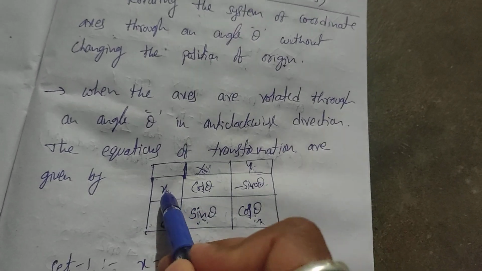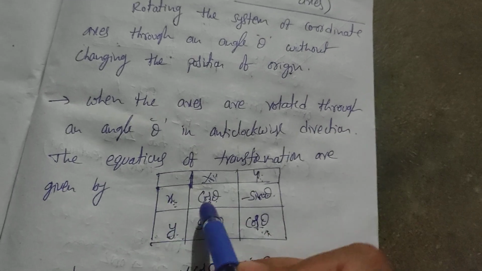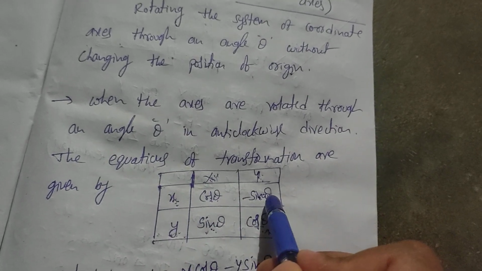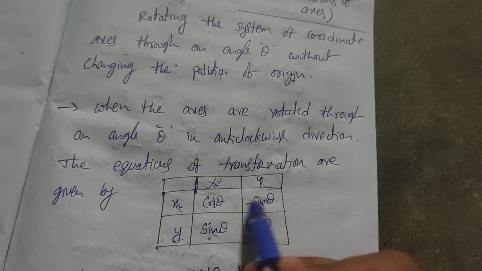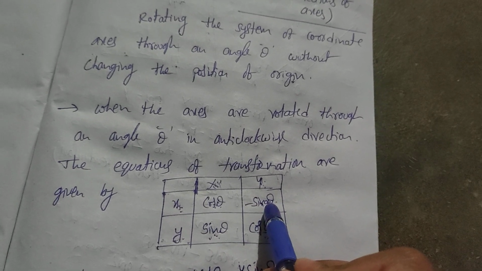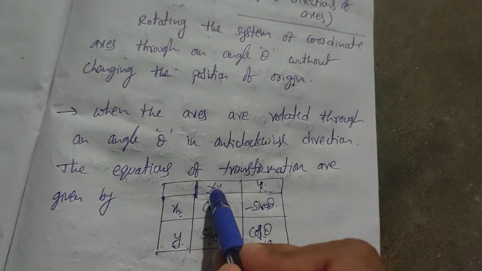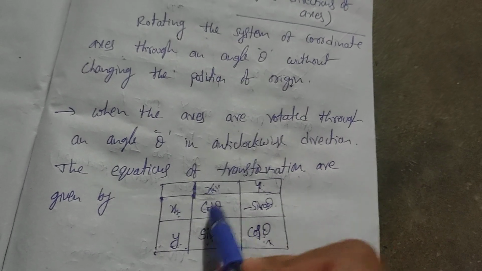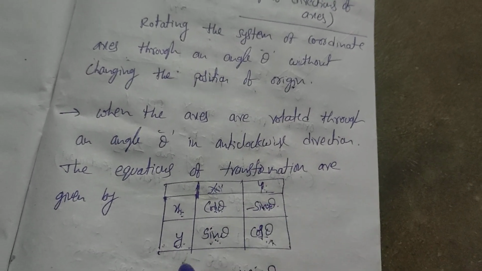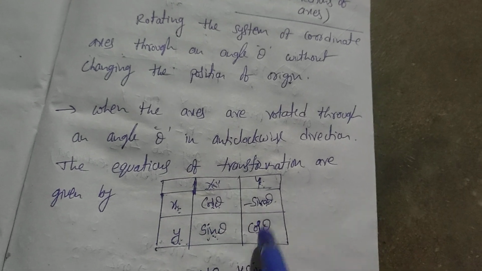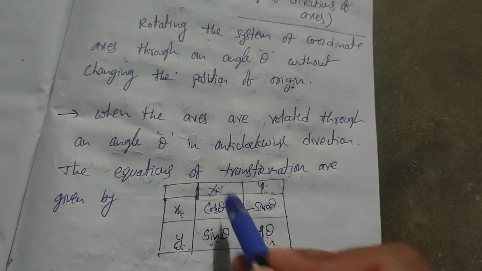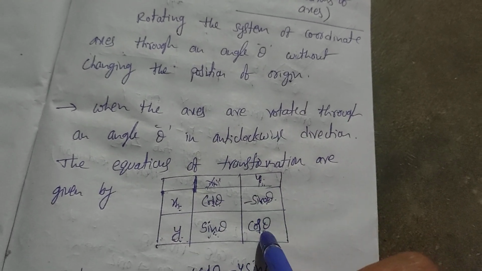If you want to find small x in terms of capital X comma Y, you follow the small x row. Okay, for small x this is the corresponding row: cos theta, minus sin theta. We want it in terms of capital X comma Y, so multiply these two immediately: X cos theta minus Y sin theta. And small y is equal to, use this row and capital X, capital Y: X sin theta plus Y cos theta.